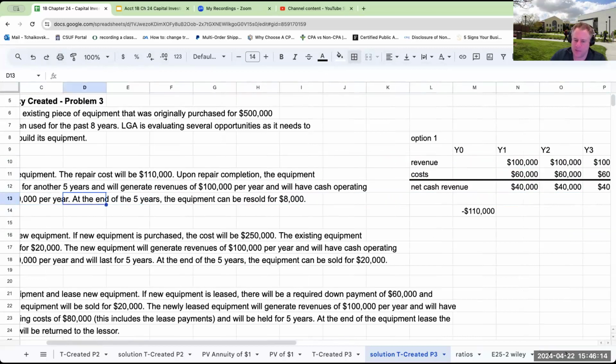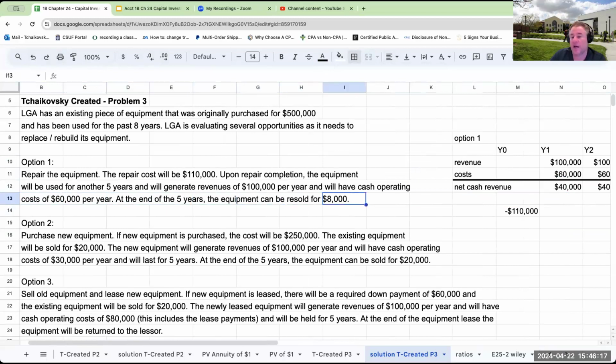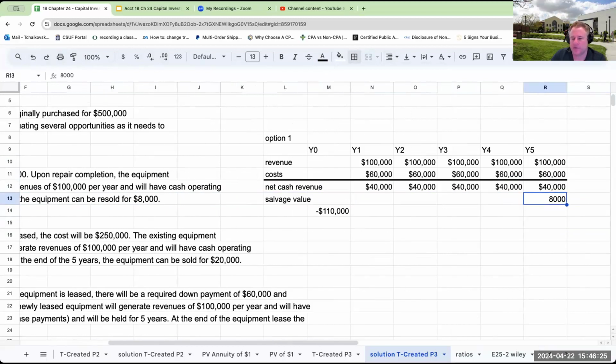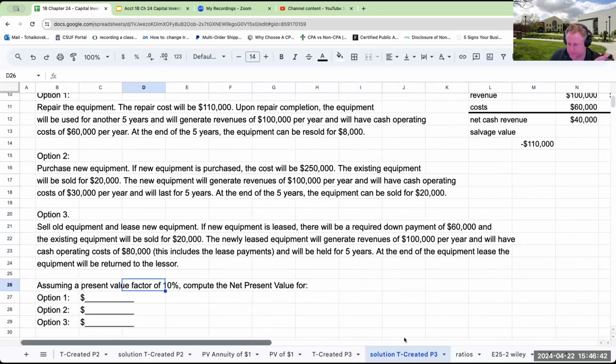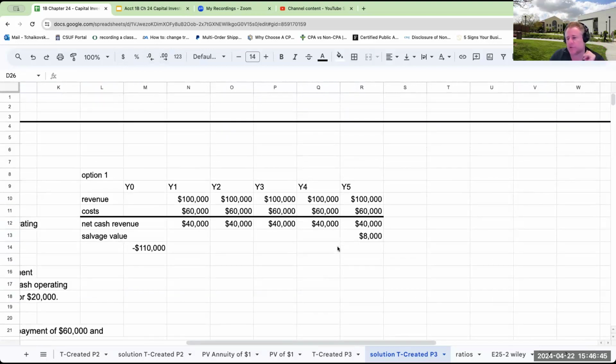At the same time, the equipment can be resold at the end of 5 years for $8,000. So we have the salvage value here at $8,000. Now, these cash flows are not comparable to this amount. Why? Because we need a 10% rate of return on our investment, a present value factor of 10%. We're requiring an investment return of 10%. So $40,000 5 years from now is not comparable to $40,000 today.